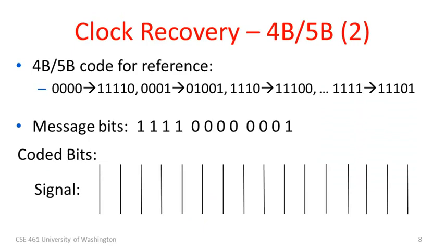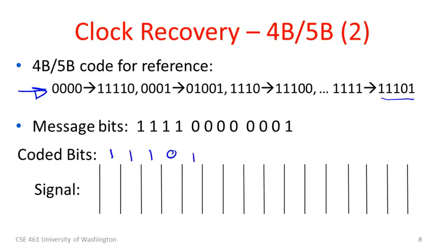And here in our example, I've reproduced the table of 4B, 5B for reference, or just some of it. You can see the message bits I want to send. They start with 1, 1, 1, 1. Okay, let's look that up in our table. You can see over here on the left, that should go to 1, 1, 1, 0, 1. I'll write that in, 1, 1, 1, 0, 1.